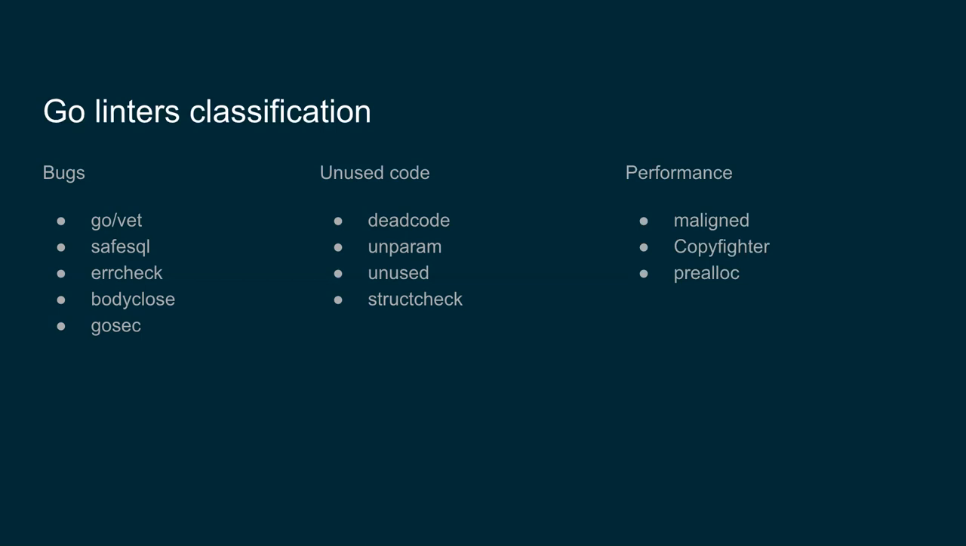Okay, and prealloc reports a slice declaration which potentially could be preallocated before use. This is only a small piece of the linters that we actually use on our project, but there are lots more, as I said, 50 plus linters, each of which can be useful in specific situations.